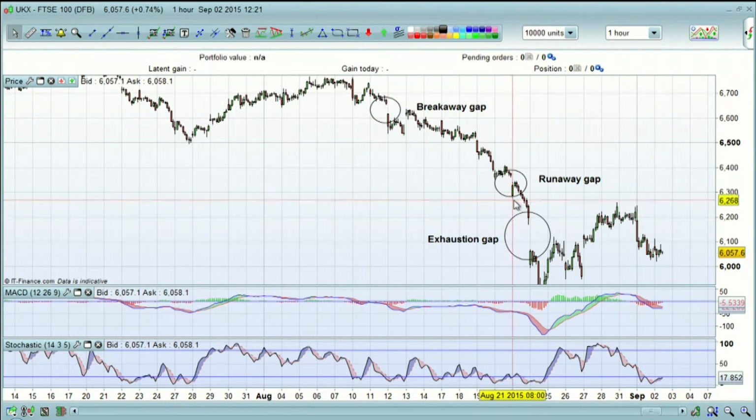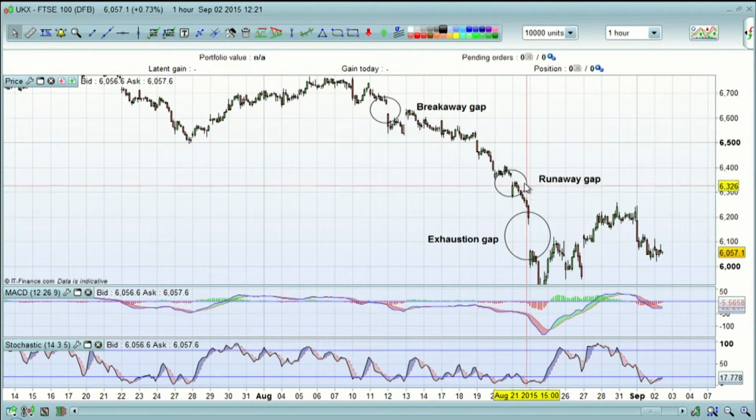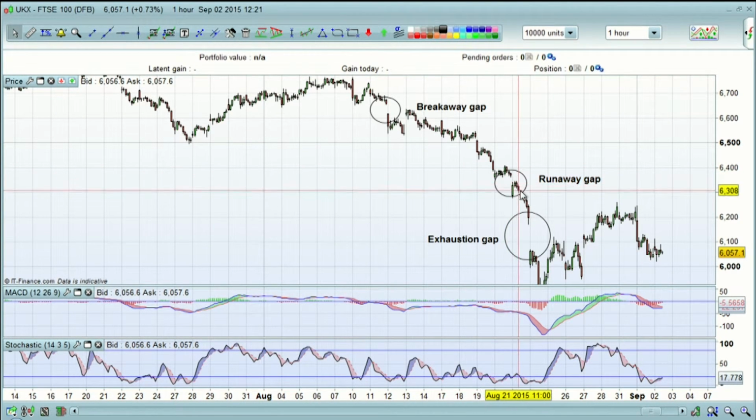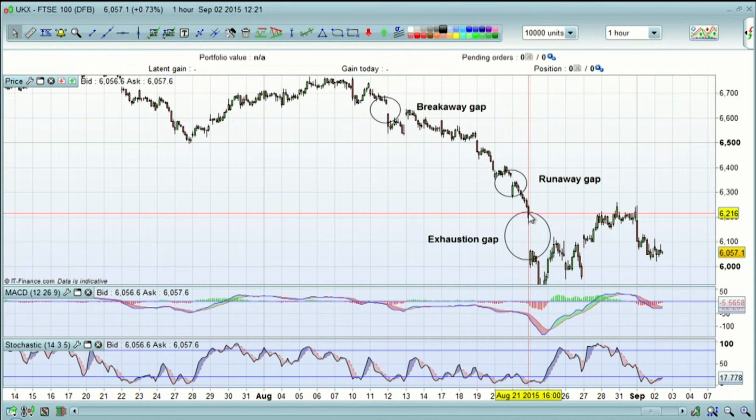The second type of gap is the runaway gap. It happens within the trend. It's when everyone feels like the market's moving in one direction, and you get that jump without that gap being closed, and it then continues to trend in the direction of the trend.